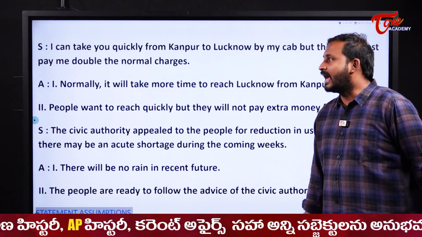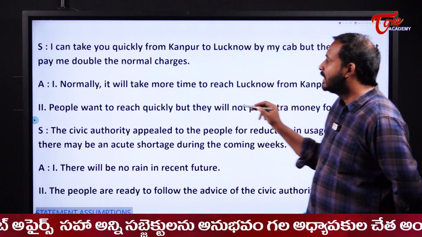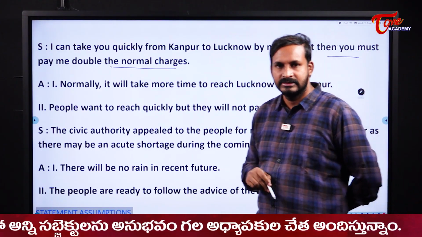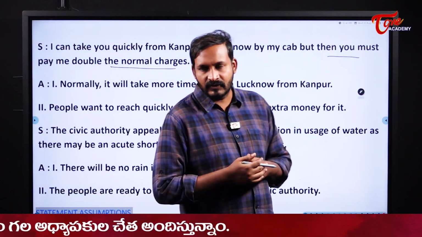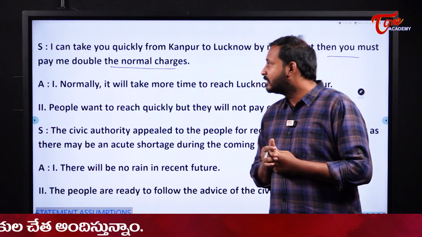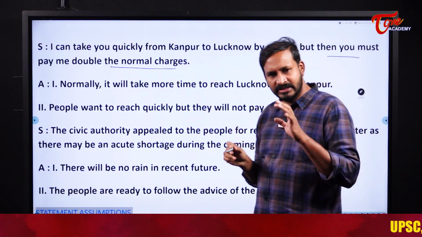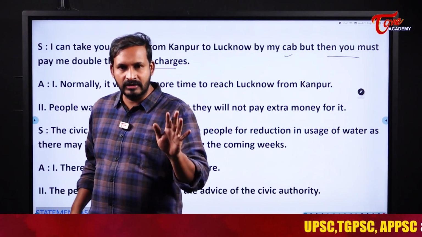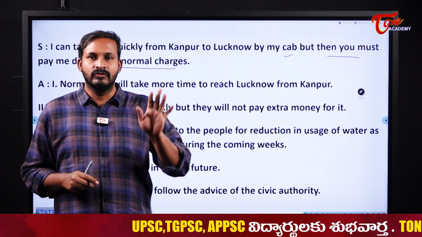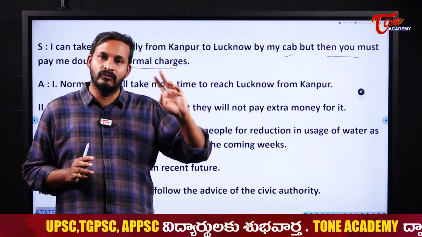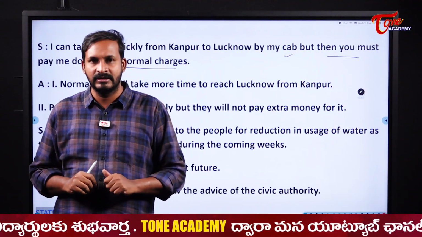Next, see here. I can take you quickly from Kanpur to Lucknow by my cab, but then you must pay me double the normal charges. So what the cab driver is telling is, I can take you from Kanpur to Lucknow by my cab, but then you must pay double. That means usually, if they go with normal speed, and we can understand two things here. First one is, you can go from Kanpur to Lucknow in two ways. One is by moving slowly and the other one is moving fast. Yes, both the ways are possible.